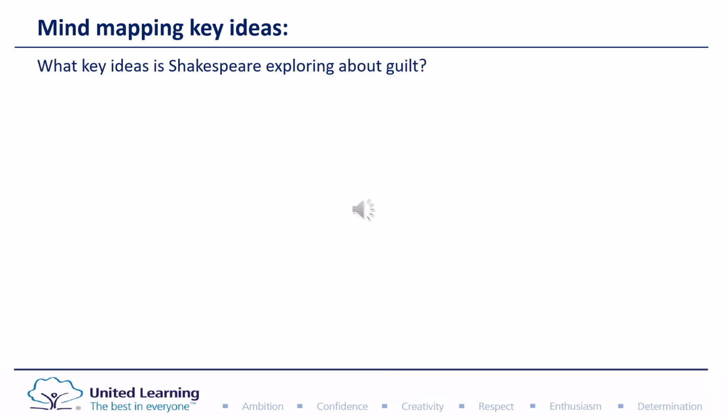We might be tempted to go straight away to looking at the extract and highlighting key ideas, key quotations in the extract. However, once you've established what the focus of your question is, I would suggest that you start by noting down some key ideas that you might want to explore as part of your personal response. So in this case, what key ideas, maybe 3 to 4, do I want to explore about the theme of guilt?